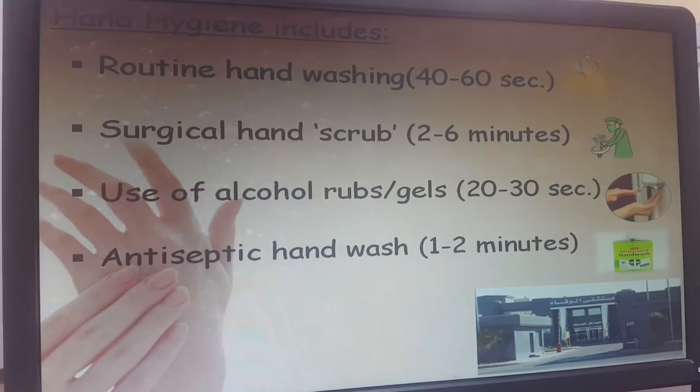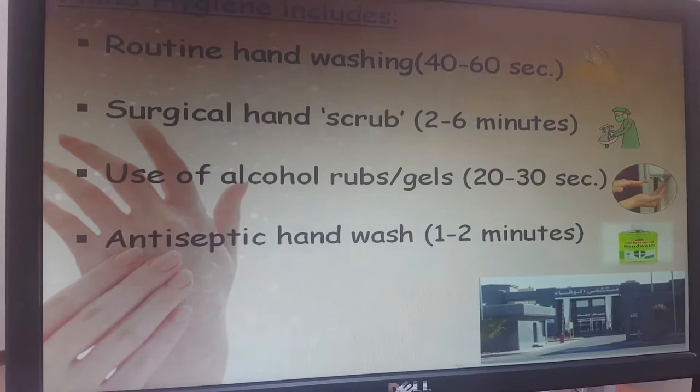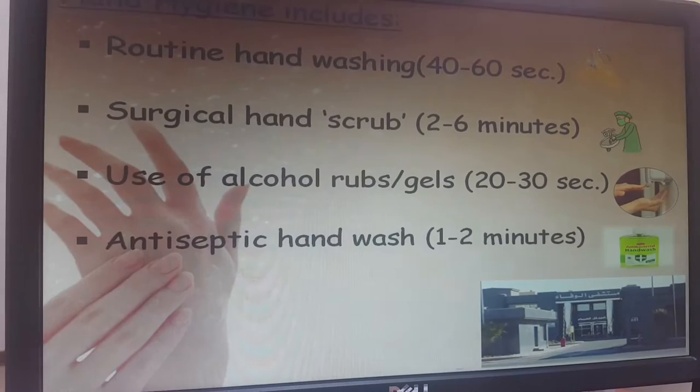So the hand hygiene, routine hand washing, will take 40 seconds to 60 seconds. Surgical hand rub, this is in the OT theater, takes 2 minutes to 6 minutes. Use of alcohol rub takes 20 seconds to 30 seconds. Antiseptic hand wash takes 1 minute to 2 minutes.